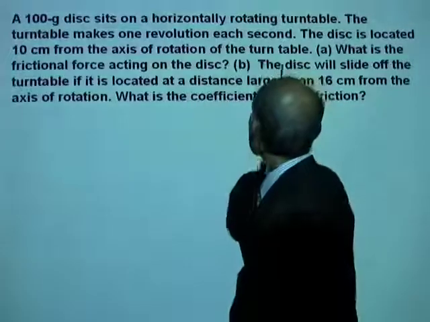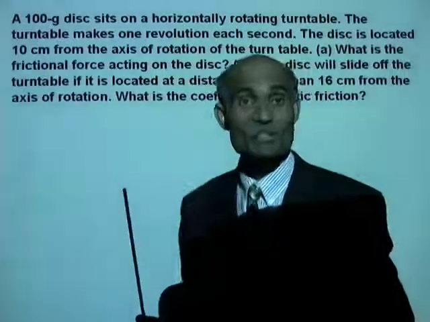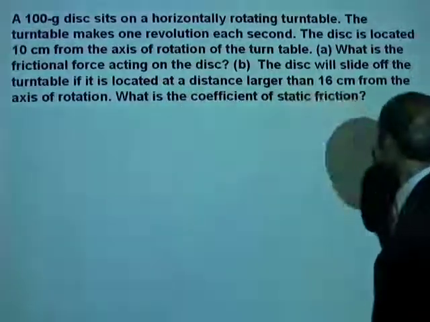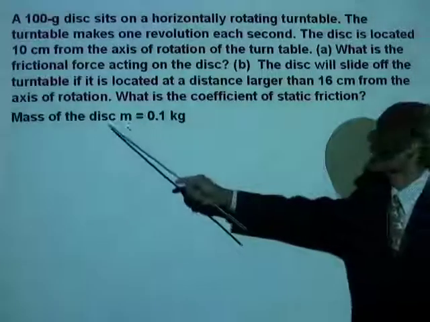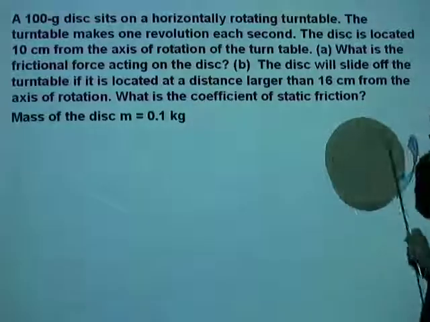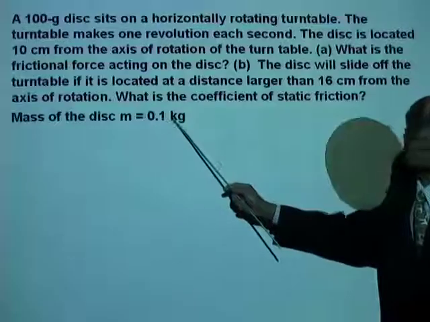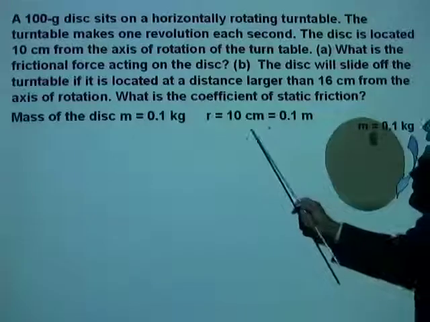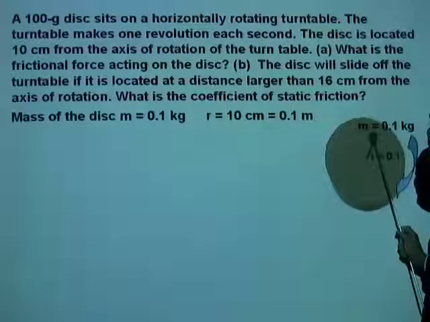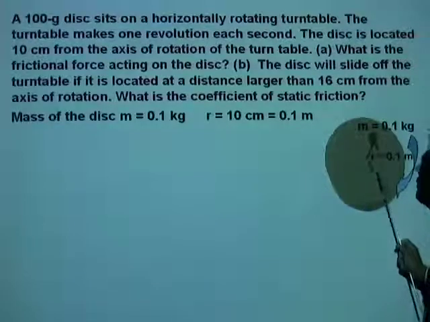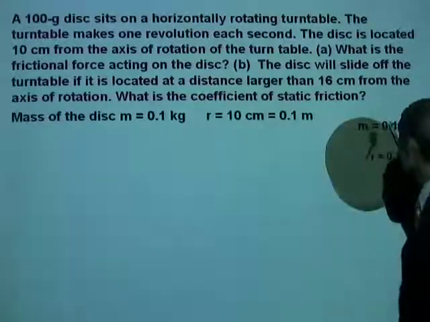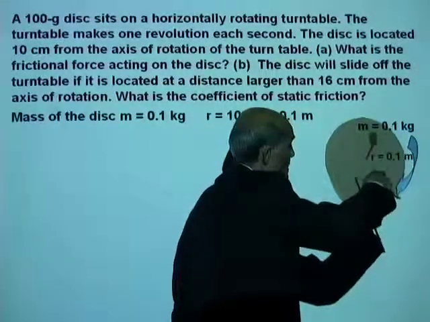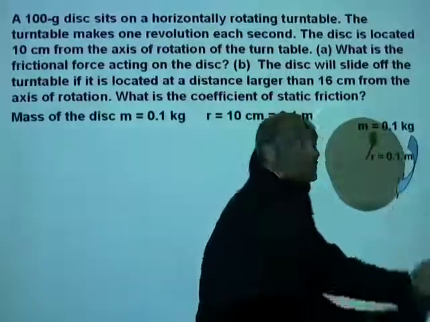What is the frictional force acting on the disc? The frictional force is the centripetal force. Alright, this is the turntable, and we place a disc of mass m equal to 0.1 kilogram on it, and the distance of the disc from the center of the turntable is 0.1 meter. So when the turntable goes around, this disc will rotate in a circle of radius 0.1 meter.